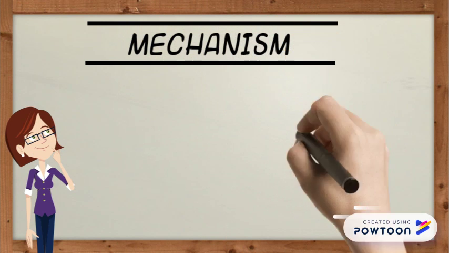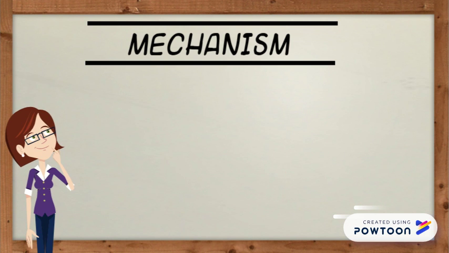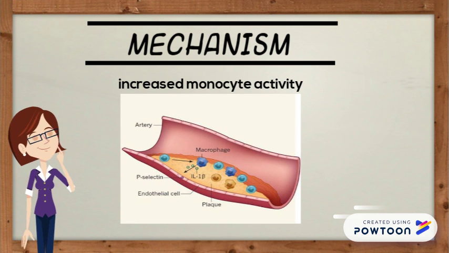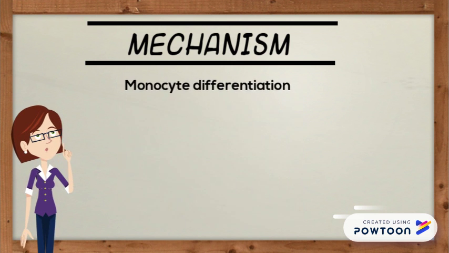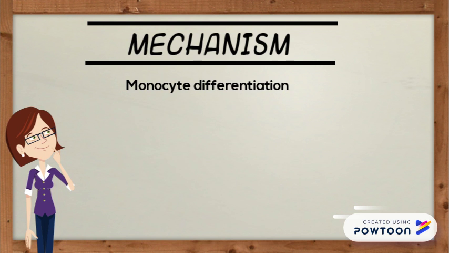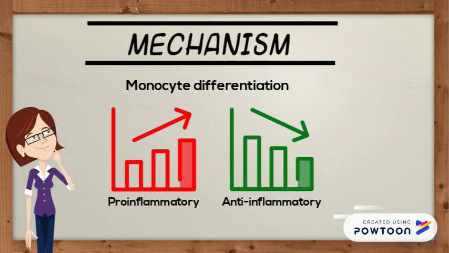Again, the mechanism for this is still under study, but scientists hypothesize that it could be due to increased monocyte activity aggravating the plaques, or that with HIV infection, monocytes differentiate into a subclass that intensify inflammation and plaque formation.